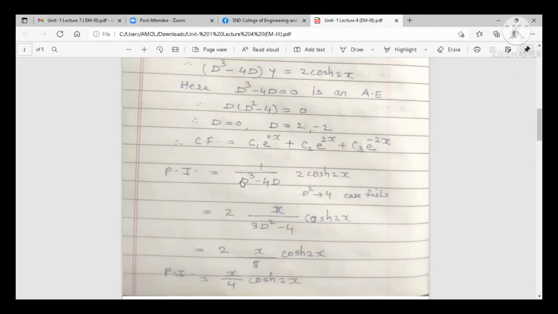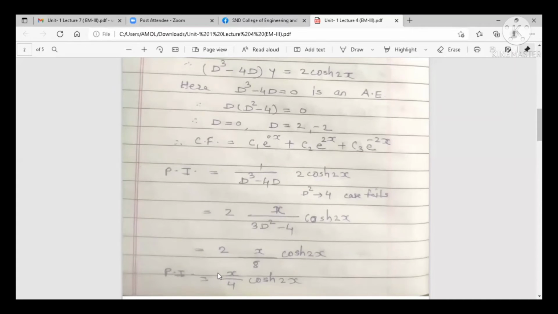Take the derivative of the denominator, d cube derivative is 3d square minus 4, into the hyperbolic cos function. Since 2 is a constant term, write it as it is, x upon. Now solve for the hyperbolic cos function. Replace d square by a square. A square is here 4 because a is 2. The square of 2 is 4. So replace d square by 4. So 4 3s are 12. 12 minus 4 is 8. So the term is x by 8 into cos 2x.